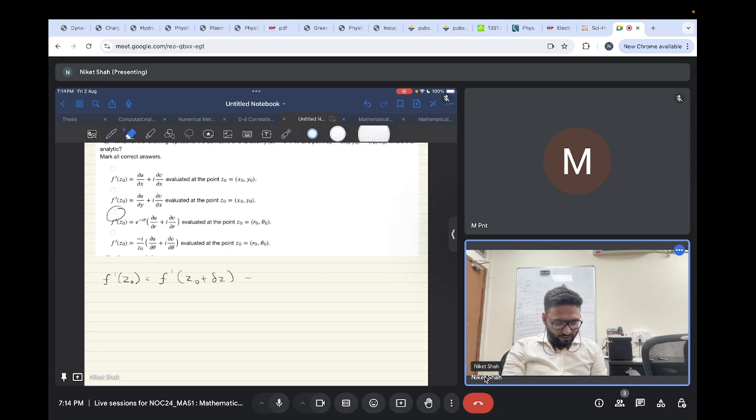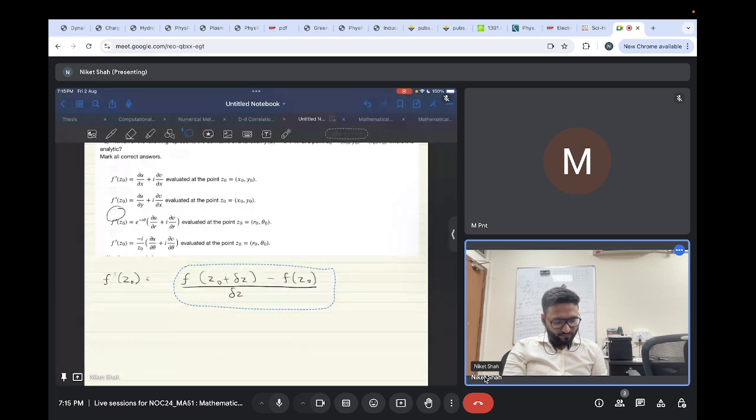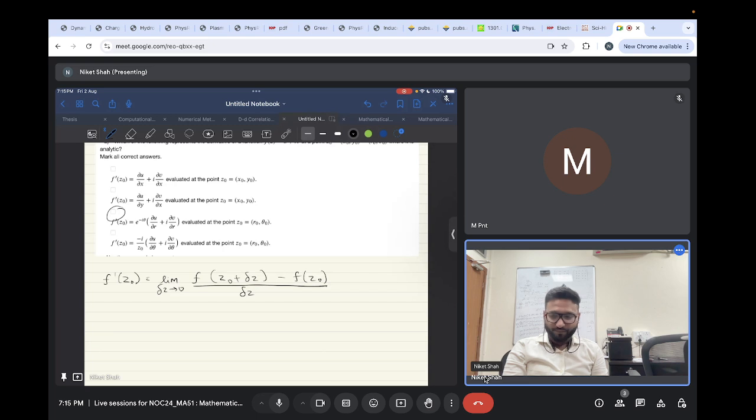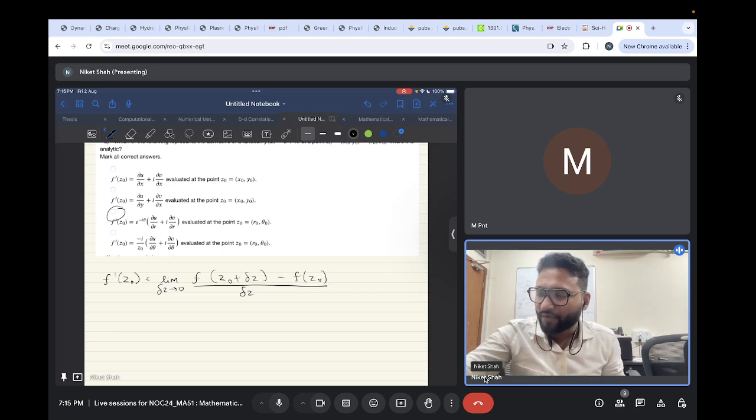Sorry, it's f of z0 plus delta z minus f of z0, divided by delta z, in the limit delta z tends to 0. This limit is what we are looking for.